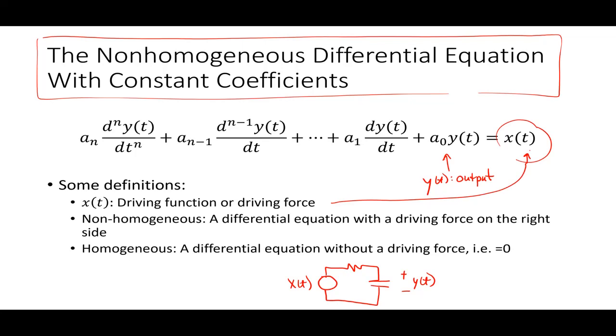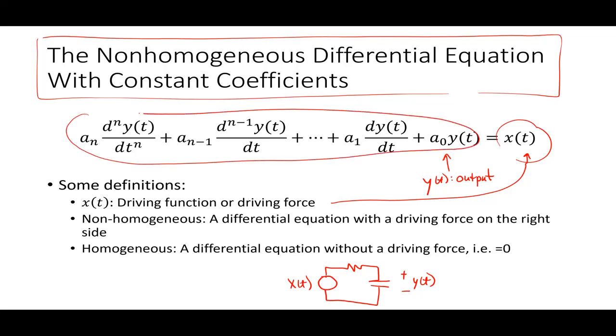And I can always separate this equation such that I have the output terms on one side and the input terms on the other. Okay? All right, and we're going to work on trying to get our equations in that form. Now there's two general types of these equations, right? We call them non-homogeneous and homogeneous.